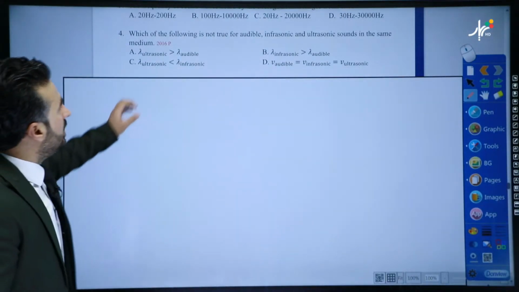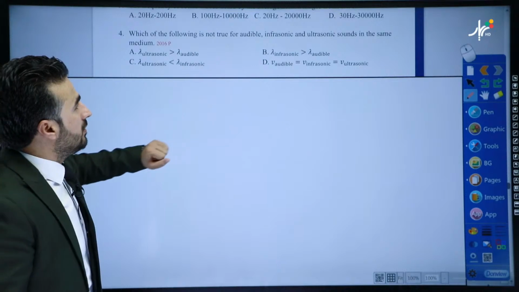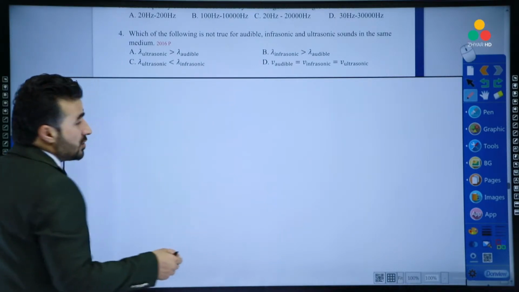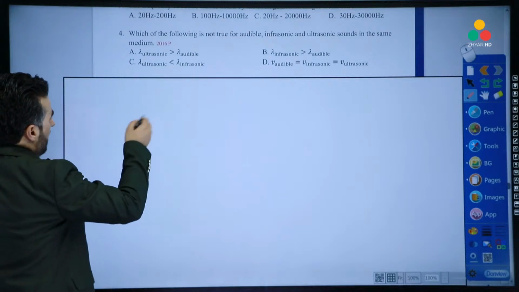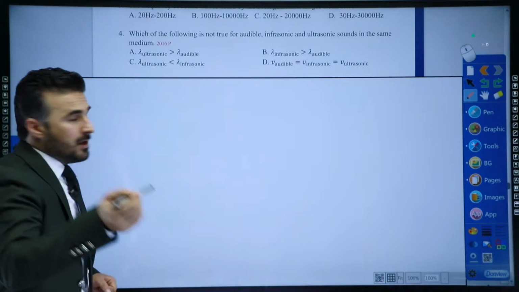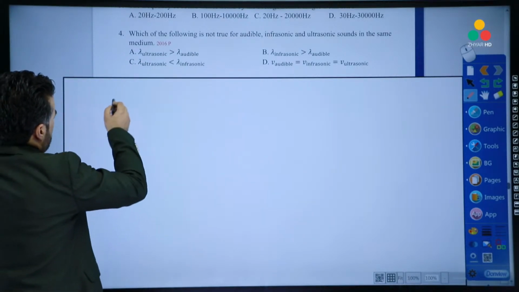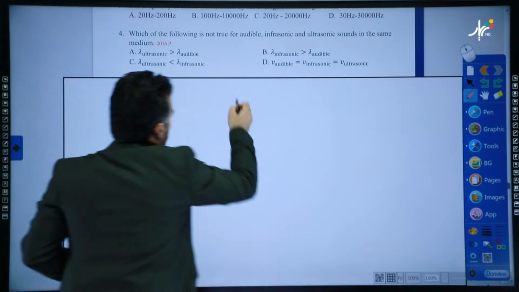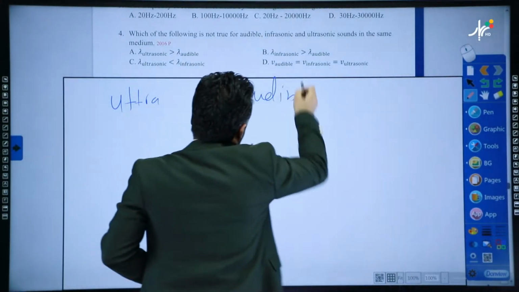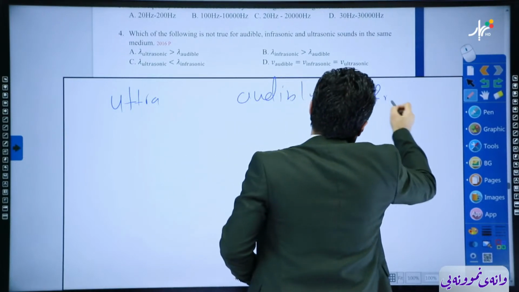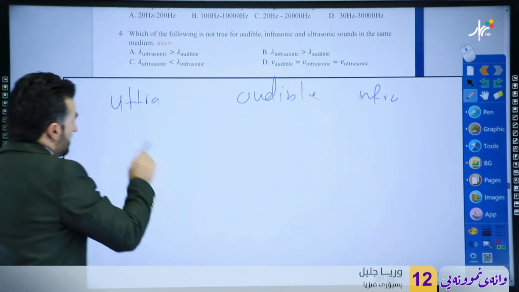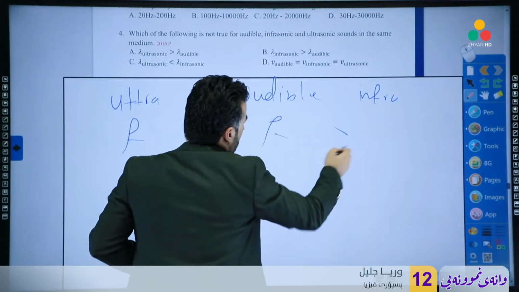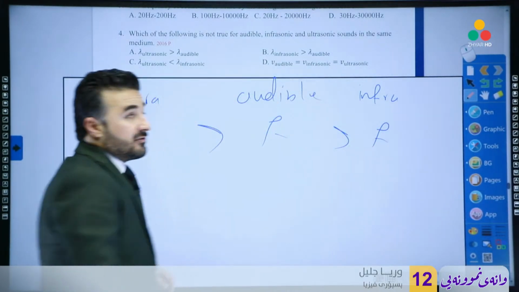It says, which of the following is not true for audible, infrasonic, and ultrasonic waves in the same medium? So we have a condition. These are all in the same medium. We did talk about this before. So ultrasonic, and of course we have audible, and of course we have infra, yeah? If we compare the frequencies, the frequency of ultra is bigger than the frequency of audible, which is bigger than the frequency of the infra.